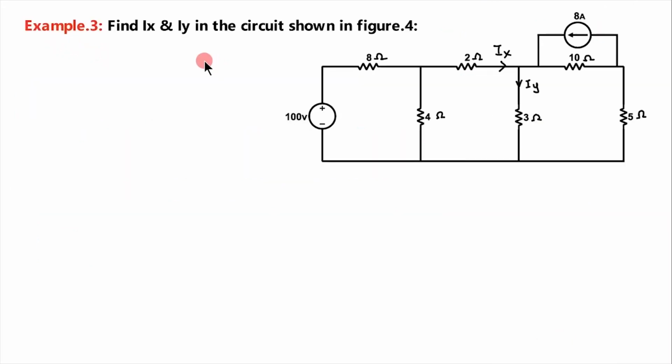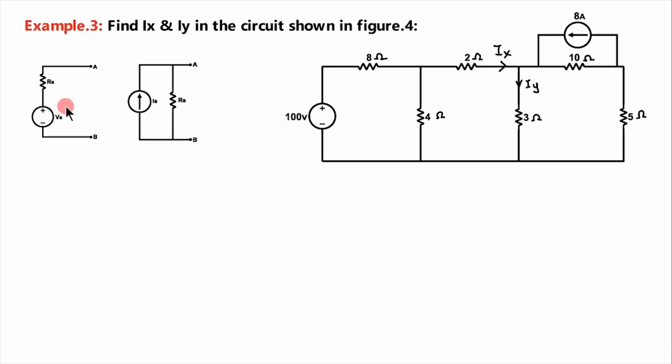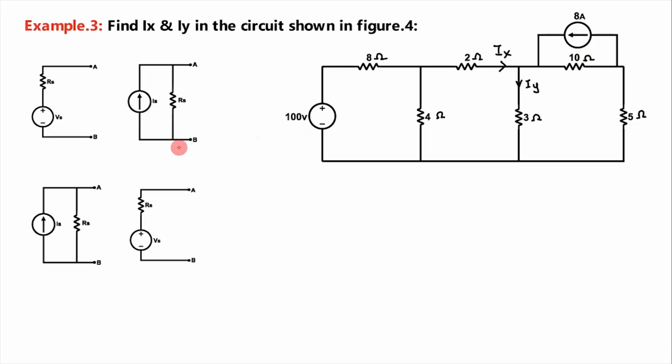In example 3, we are asked to find the branch currents Ix and Iy in the circuit shown. See here, there is a voltage source of 100 volt, while here is a current source. As there is a resistance in parallel with this 8 ampere current source, we can convert it into an equivalent voltage source. Earlier we have studied that a voltage source can be converted to a current source and a current source can be converted to a voltage source.